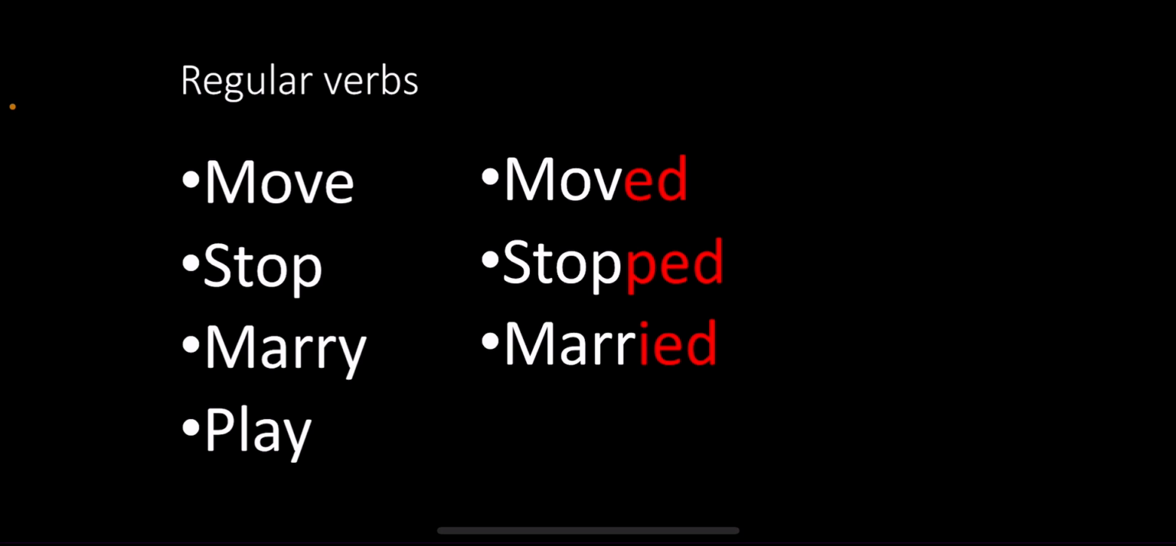So if we apply the rule, we can say that play finishes in Y. So obviously we need to change the Y and we put I. Oh, but we don't do that with play, right? With play, we don't do that. We don't change the Y. What is the reason? Well, play finishes in Y, but the previous letter is a vowel.